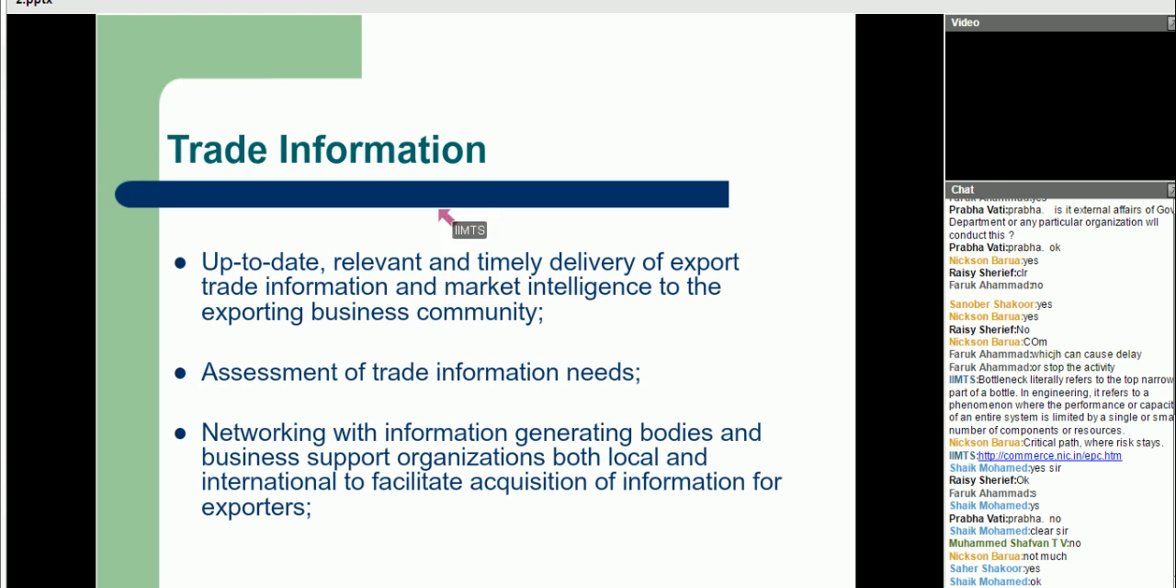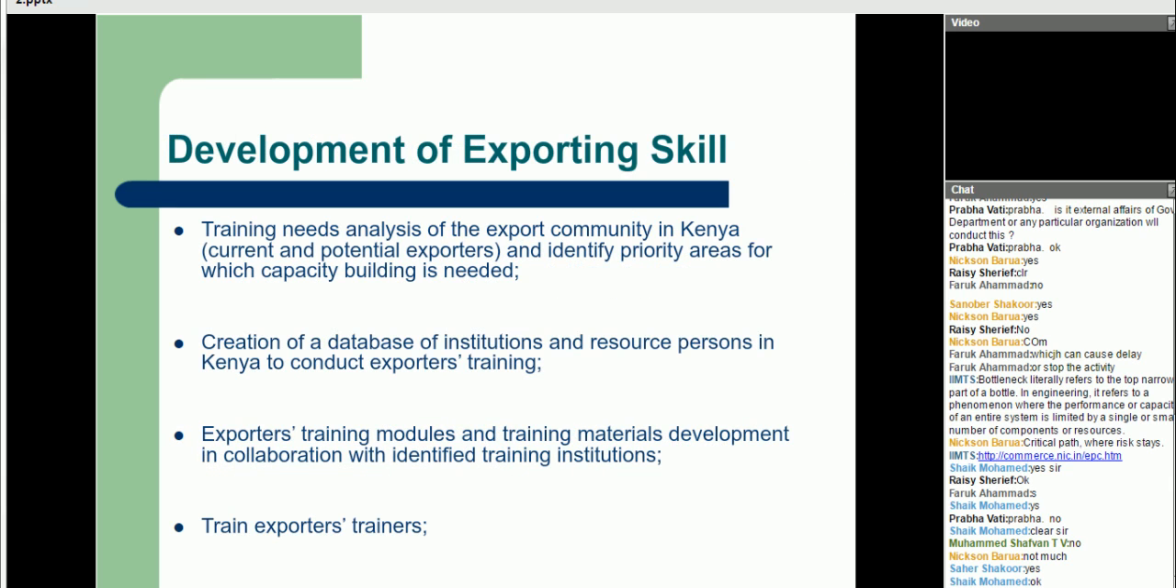With regard to trade information, up-to-date, relevant and timely delivery of export trade information and market intelligence to the exporting business community. Assessment of trade information needs, networking with information generating bodies and business support organizations, both local and international, to facilitate acquisition of information for the exporters. So they also provide the trade information to the exporters.